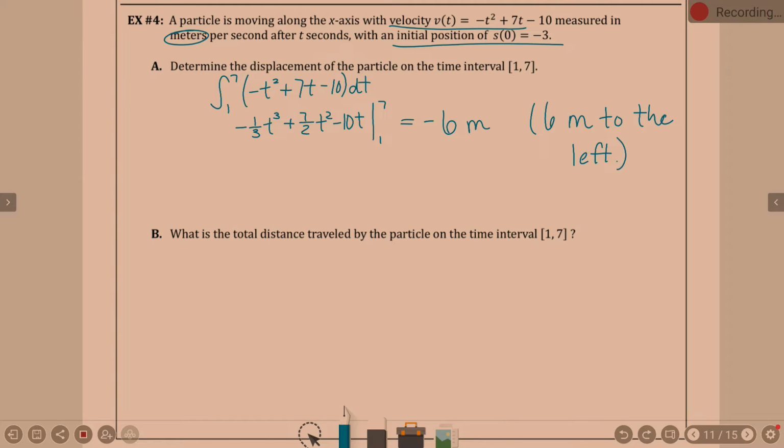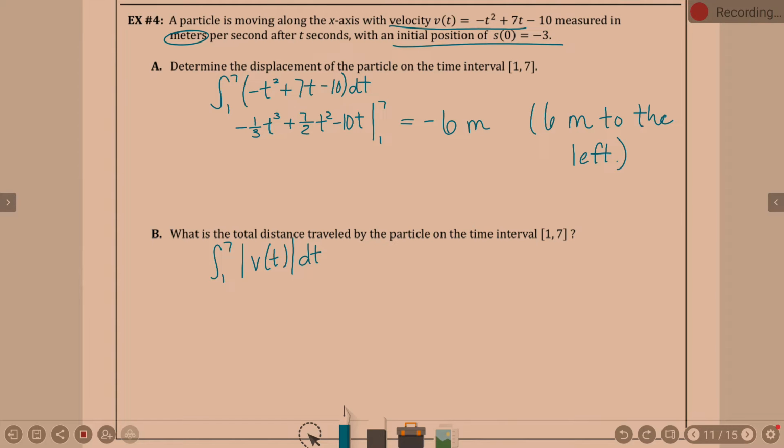Now if you go back and look from the other day, displacement is just the integral. Total distance is officially the integral of the absolute value. So it would be the integral from 1 to 7 of the absolute value of v of t, dt. Now that's official. What's the catch here?